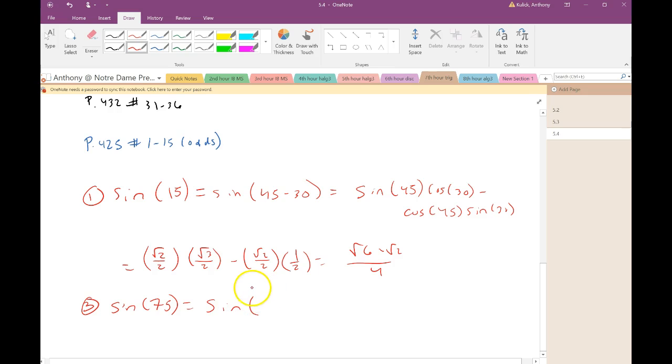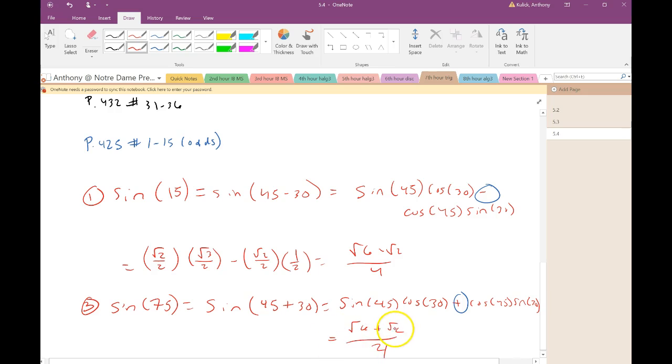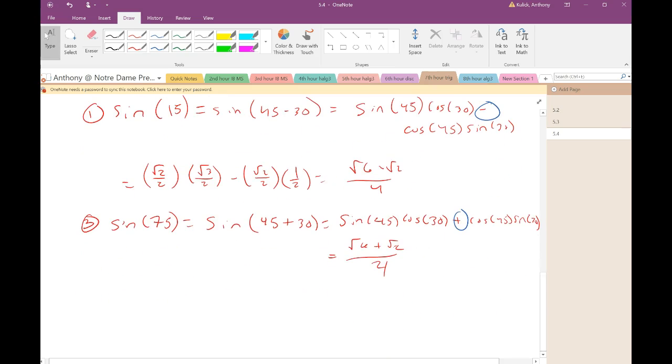So 75 is 45 plus 30, sounds good to me. So I'll do sine 45 cosine 30 plus cosine 45 sine 30. Notice what's the difference between the one above and the one here? That's it, right? Everything else is identical. So guess what the answer is going to be? Yep. You guys happy with that?